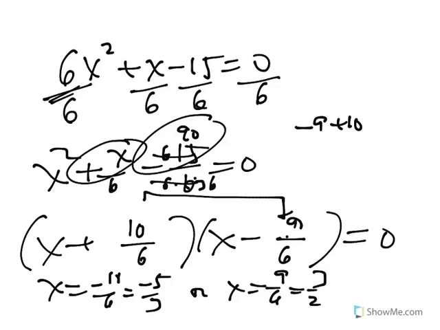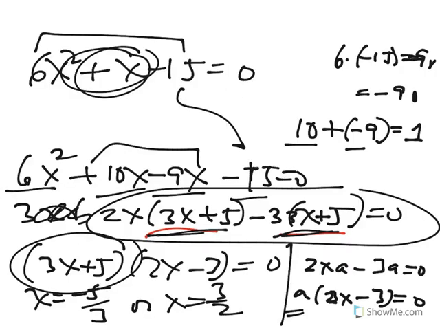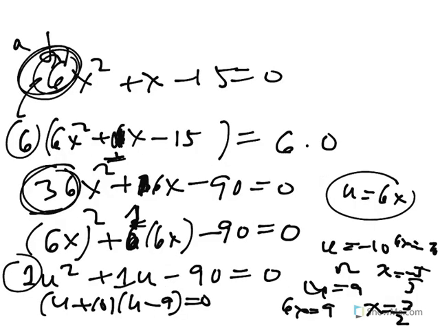So those are three different methods: dividing everything through by a, splitting the middle, and multiplying everything through by a.